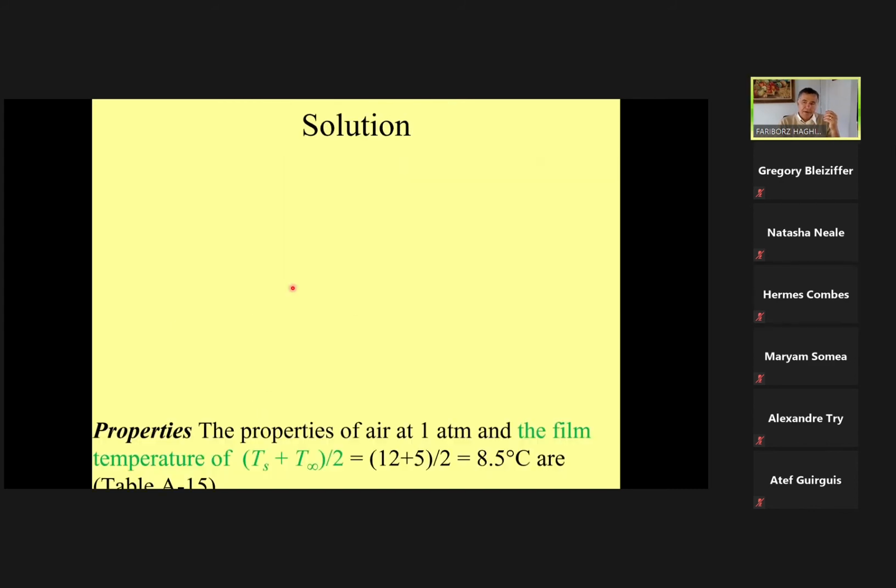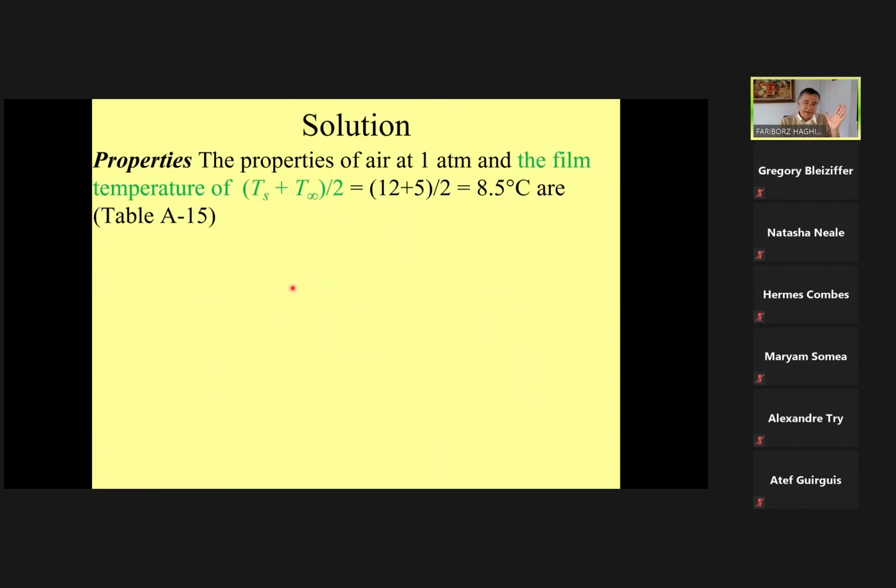Therefore, we go to Table A15. I hope some of you start to open your textbook. And we call it the film temperature, okay? It's not the surface temperature, not the bulk temperature. We call it the film temperature, okay? Therefore, we look at the physical properties of the air at that film temperature, 8.5. In this case the temperature difference is not that high, but some cases may have a 60 degree difference, okay? Here it's 12.5, but if it was 75 and 5, you would see a difference.